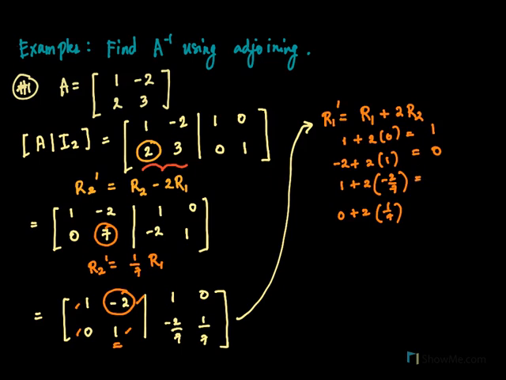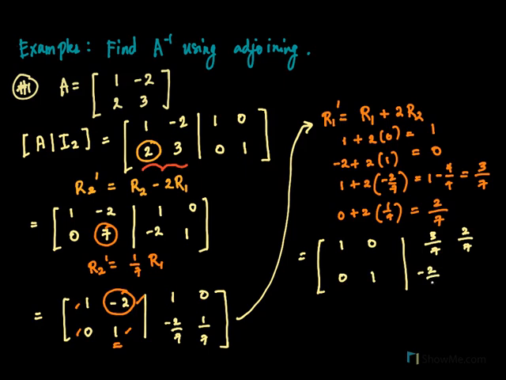And then you have here 1 plus 2 times negative 2 over 7. So that's 1 minus 4 over 7. Para yung 7 over 7 minus 4 over 7. So that's 3 over 7. And then you have here 2 over 7. So yung ating final form will be, okay, so ito ay elements ng first row, no? So 1, 0, 3 over 7, 2 over 7, and then 0, 1, negative 2 over 7, 1 over 7.